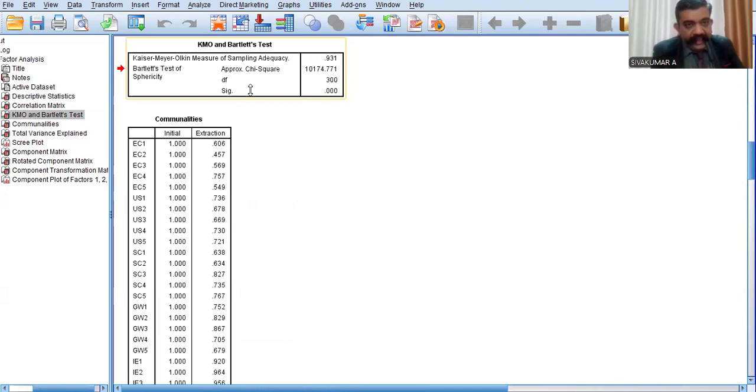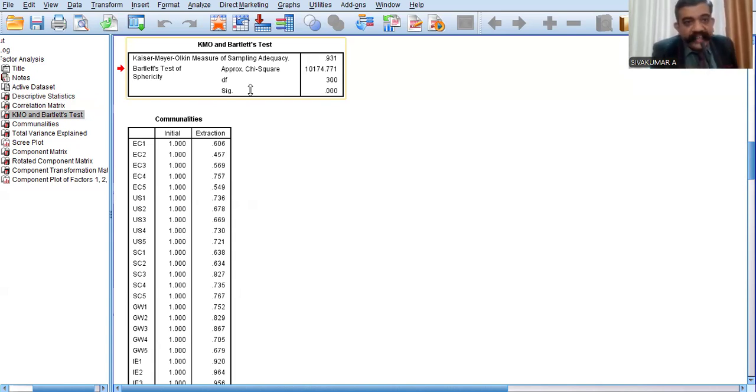First, you can see the KMO test result. Then second, you can see the Bartlett's test of sphericity. The first test is related with sampling adequacy. Then the second test is related with the correlation matrix. Those two tests are very, very important in the EFA output analysis.